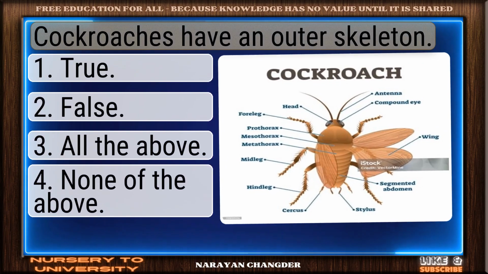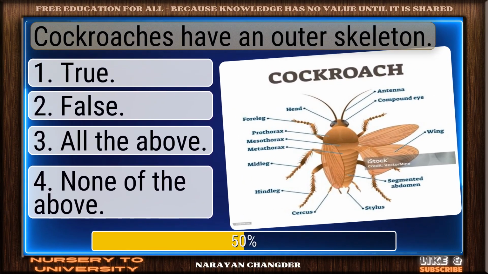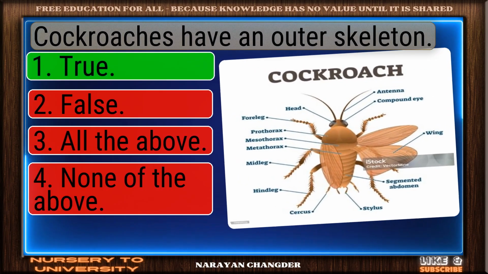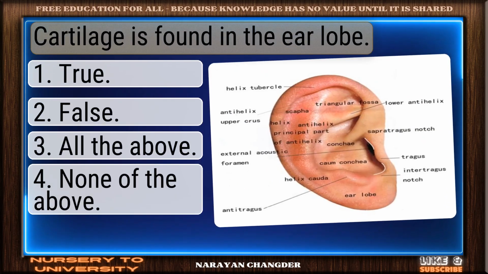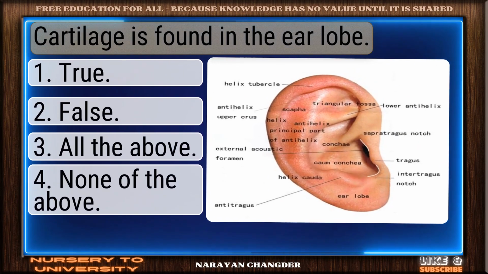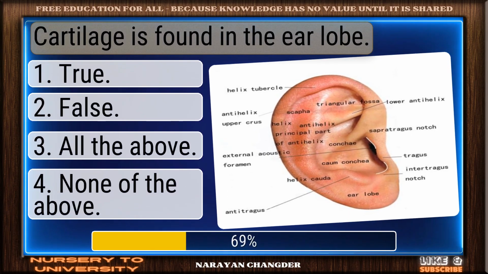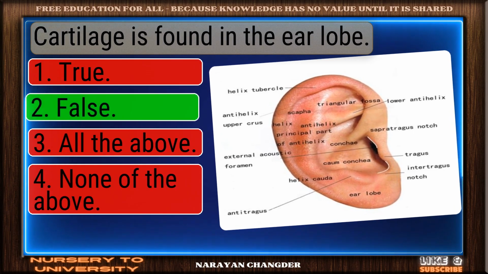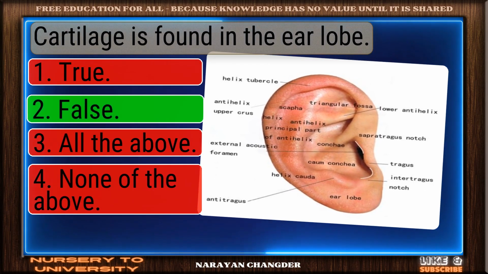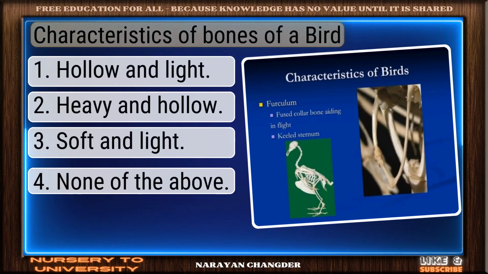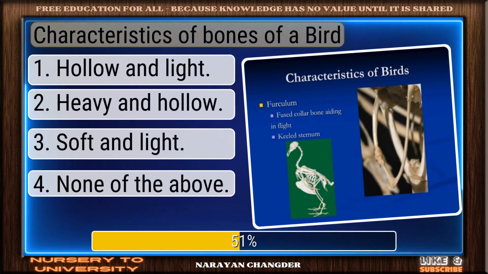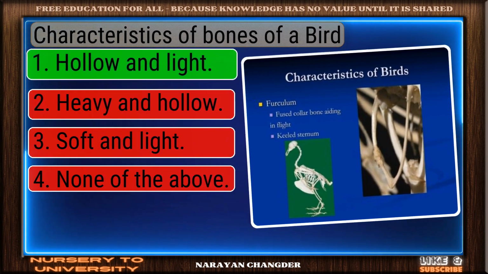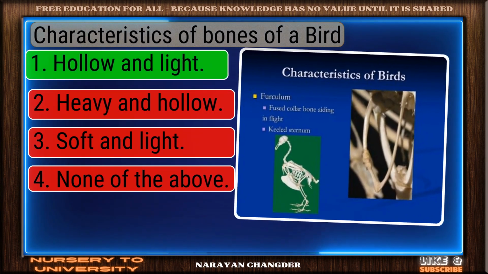Cockroaches have an outer skeleton. Great job. True is the accurate answer. Cartilage is found in the ear lobe. Excellent choice. False is the right answer. Characteristics of bones of a bird. Bravo. Hollow and light is the answer.